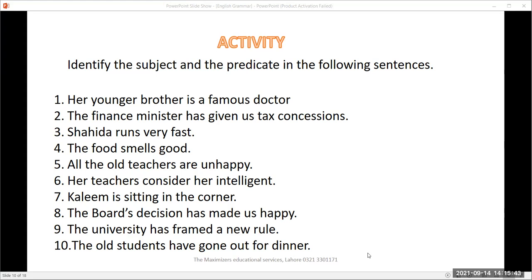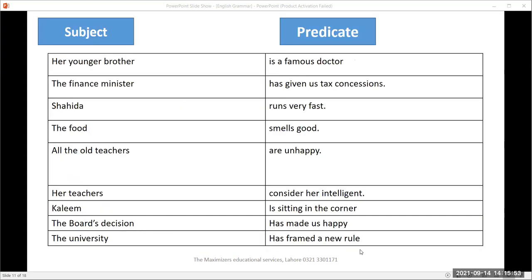Now, can you identify what the subject is here and what the predicate is? Yes, it's very simple now because we know that the subject is the doer of the action. "Her younger brother" is the subject. It has three main words. The ending word brother is a noun, so it will be called a noun phrase. "Is a famous doctor": it is the predicate. "The finance minister" is the subject. "Has given us tax concessions" is the predicate.